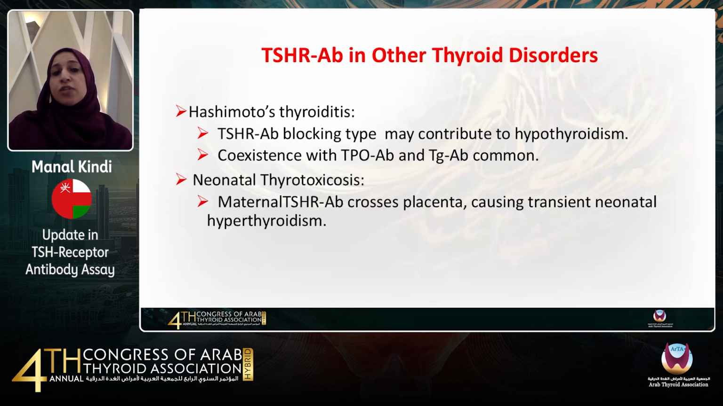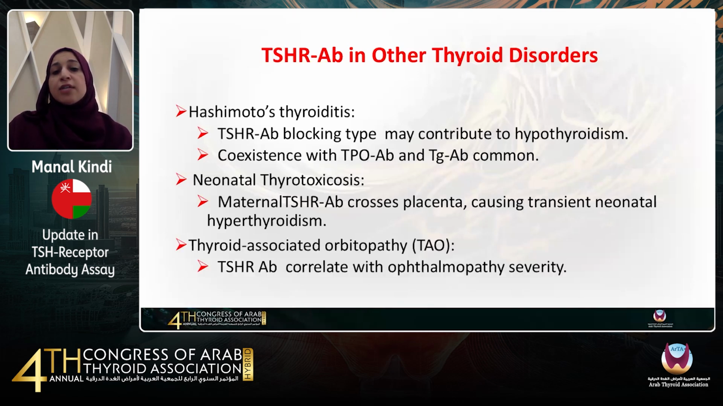The measurement of TSH receptor antibodies is also helpful in maternal thyrotoxicosis. The maternal TSH receptor antibodies will cross the placenta, and that causes transient neonatal thyrotoxicosis. Thyroid-associated orbitopathy is another area where TSH receptor antibodies correlate with ophthalmopathy severity.